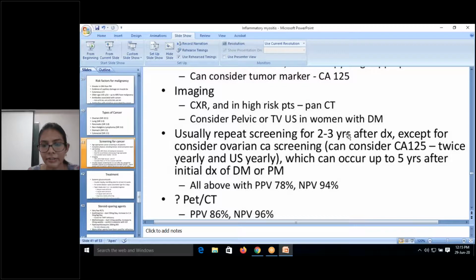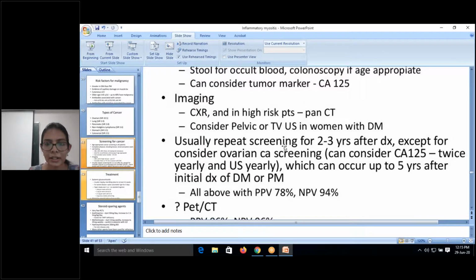And repeat the screening for 2 to 3 years after the diagnosis, except for ovarian cancer, where you can consider CA125, which can rise and suggest more. Though we tell all this about CT, it is only for paper-based purposes. But if you get a patient with dermatomyositis and you think of carcinoma, you can directly go for PET scan rather than CT, according to affordability.